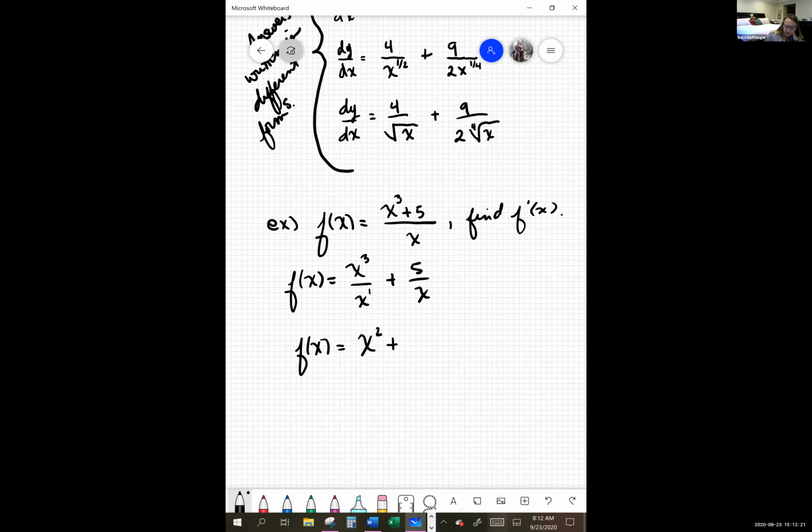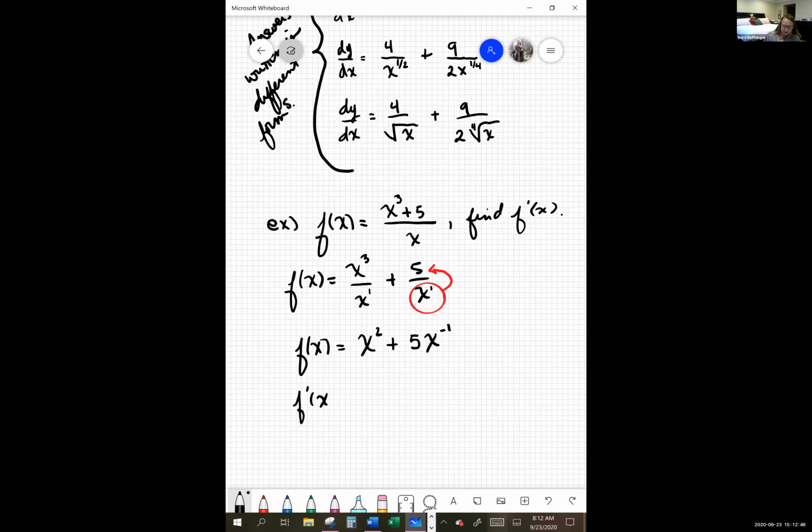But we can rewrite it, again, using rules of exponents. We can bring this x to the first power up to the numerator by changing the sign of the exponent to -1. So we have 5x to the -1 power. So now we can use that general power rule.